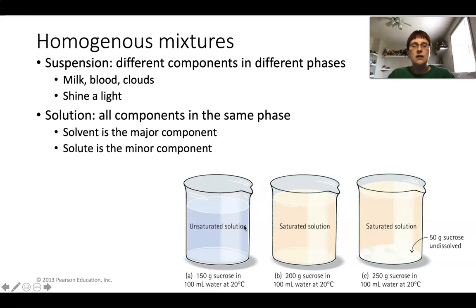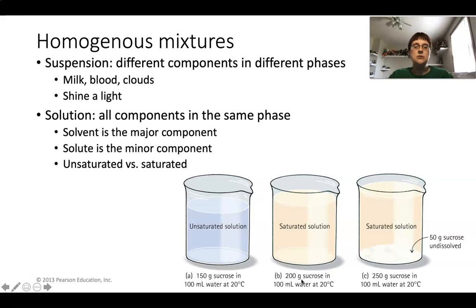First we've got an unsaturated solution. So we're talking about saturated versus unsaturated. You can see along the bottom, all 3 of these beakers have the same amount of water. They all have 100 milliliters of water at the same temperature. What's different is the amount of sugar that has been added. The first beaker has just 150 grams of sugar, sucrose, added to it, and this is what we would consider an unsaturated solution compared to beaker B.